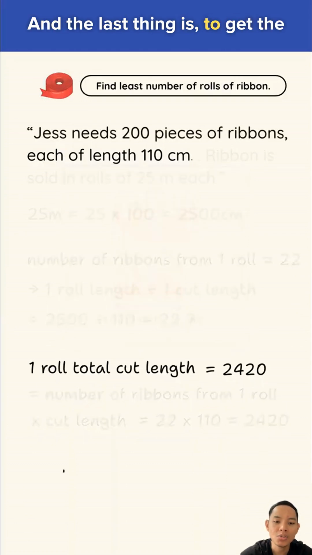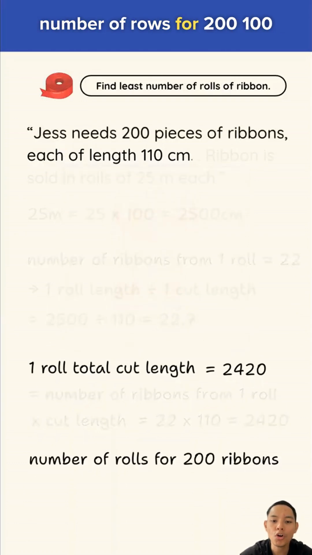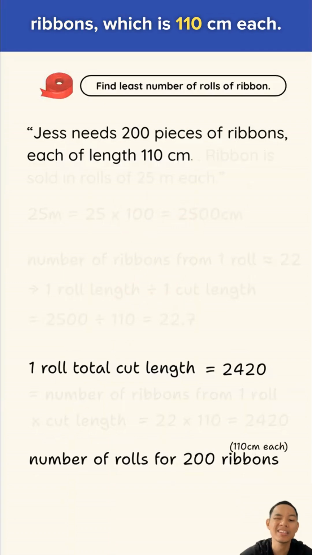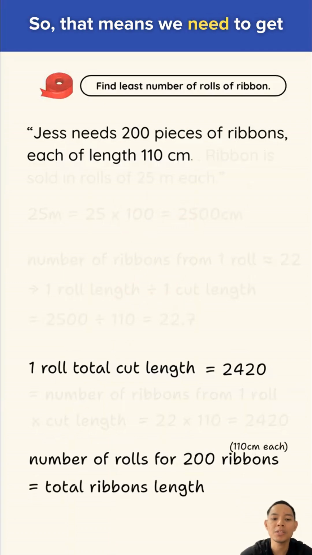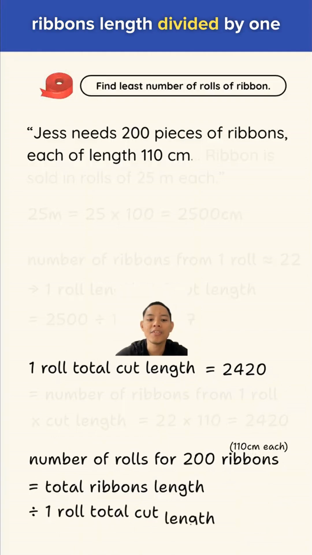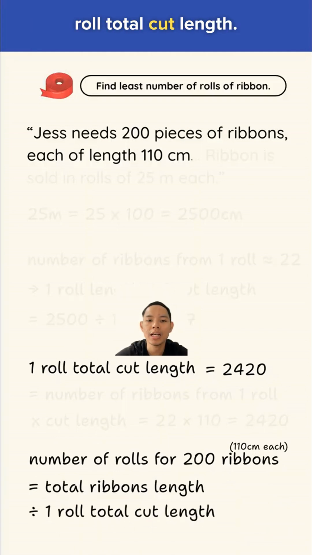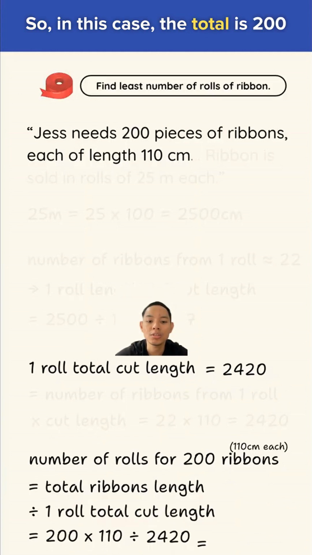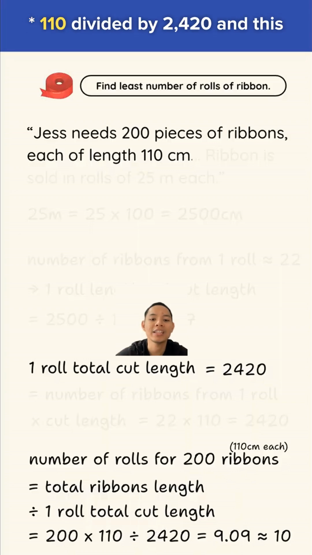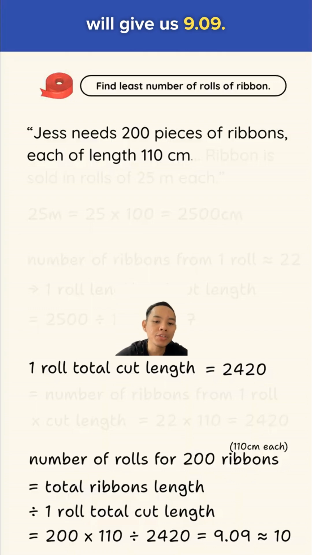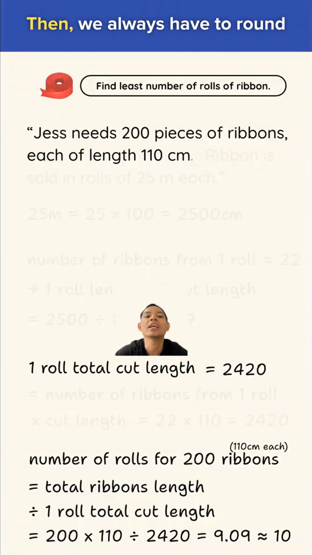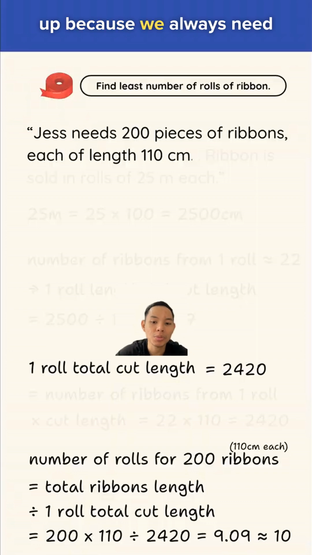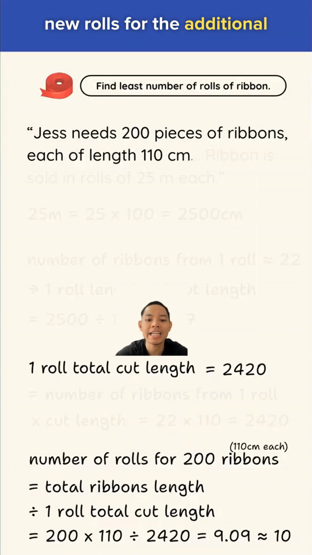The last thing is to get the number of rolls for 200 ribbons, which are 110 centimeters each. That means we need the total ribbons length divided by one roll total cut length. In this case, it is 200 times 110 divided by 2,420, and this will give us 9.09. Since there is a decimal or remainder, we always have to round up because we need new rolls for the additional cuts. So the answer will be 10.